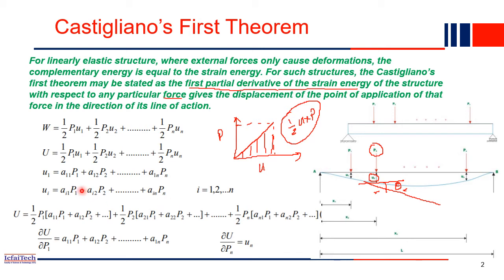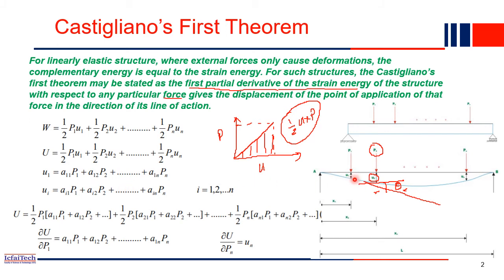So what is A11? A11 is what we call a flexibility constant. If you apply a unit load at this point, the deflection that happens here is the term we call A11. Similarly, A12: this is location 1, and 2, 3 like that. At location 1, if a unit load is applied at location 2, the deflection that happens here we call A12. Similarly, you have A13.